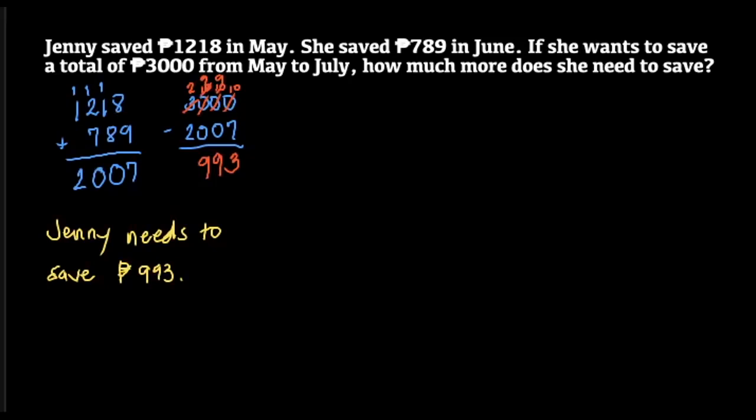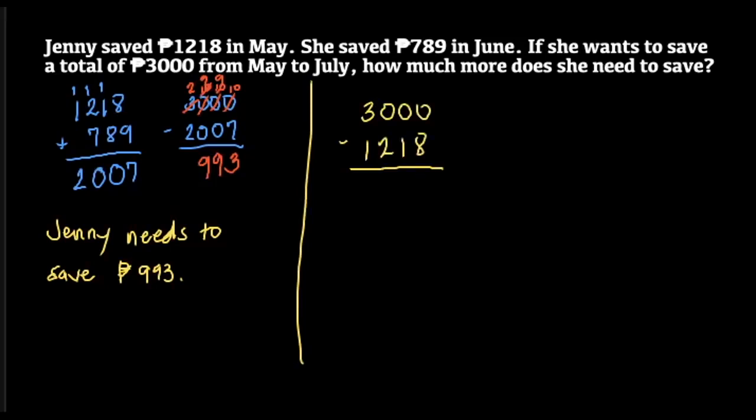So we have here 3,000 minus 1,218. Once again, we would have to regroup properly, just like what we did previously, across zeros. This becomes 2. Then this is 10. Again, we have to regroup. So 9 here. And then this becomes 10. We have to regroup again in the ones place. So this becomes 9. And this becomes 10.